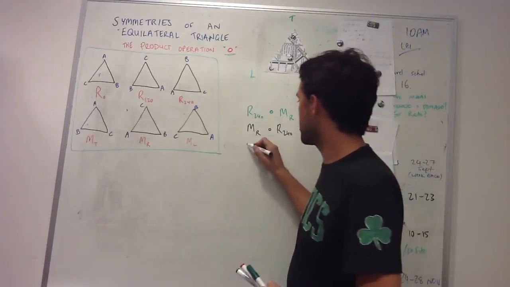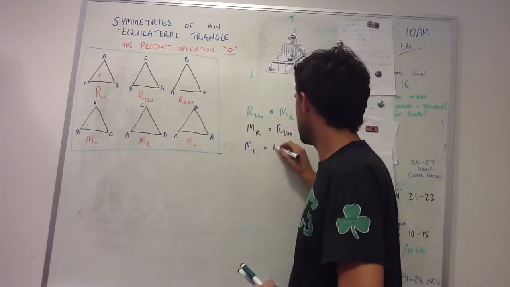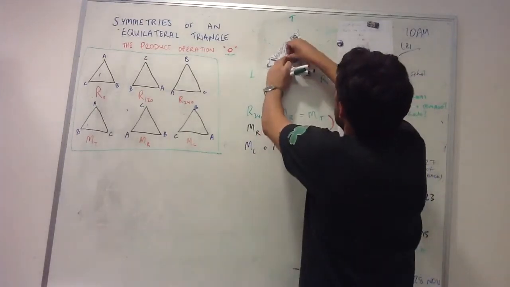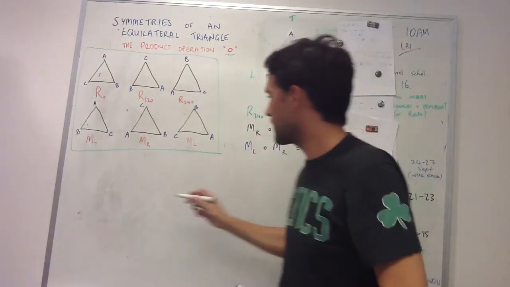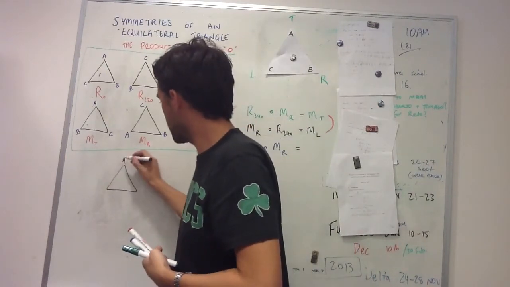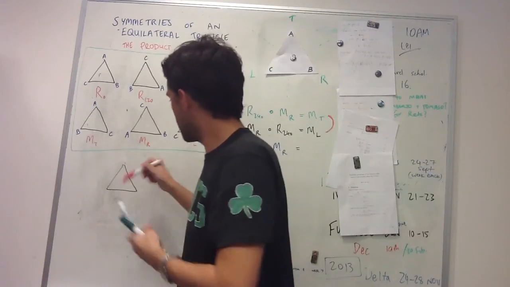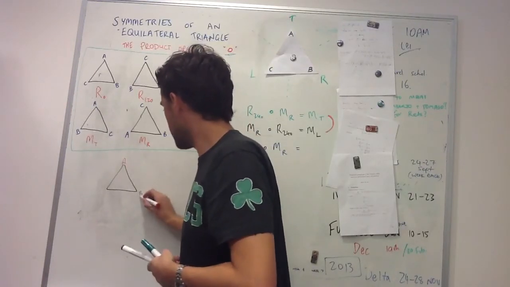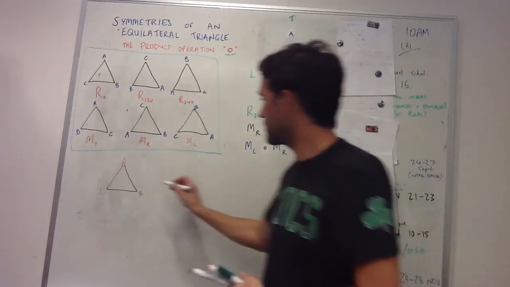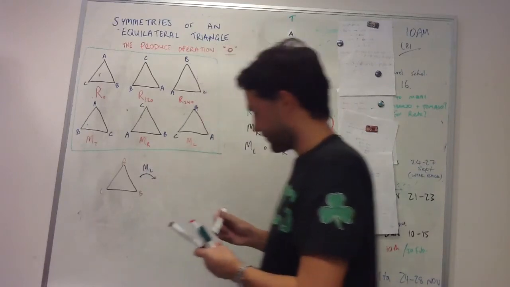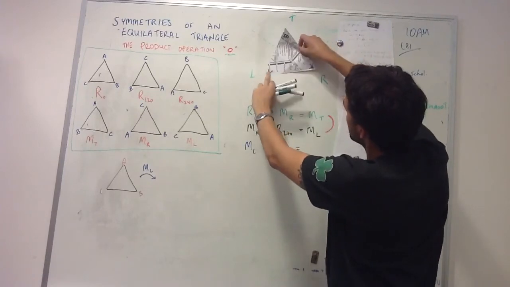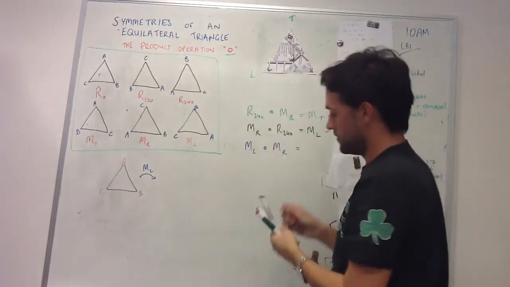Let's do a couple of mirrors together. So what happens if I do ML times MR? So I start with my R0 position. It's my original position. The first thing I want to do is reflect through the left-hand vertex. So in that case, C stays in the same position, the A and the B swap. So that will bring it to here.